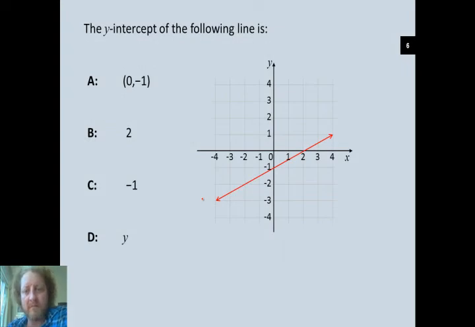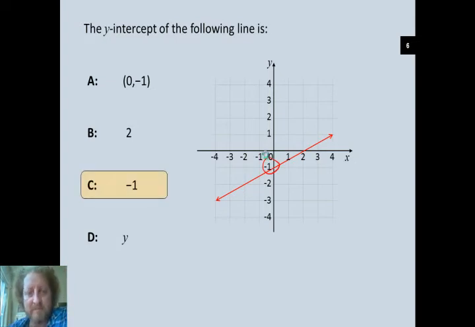So the y-intercept, these bluey grey backed ones are just multiple choice ones I chuck in here. Pause it if you want to nut it out yourself. Put a few trap ones in there, but what's the y-intercept of the following line? Don't complicate it. It's just where the line cuts the y-axis, which is clearly at -1.